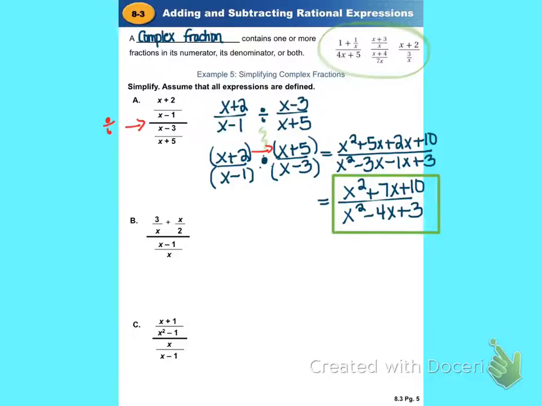So it looked a little scary, but it wasn't any harder than what we had already done. Now, of course, we couldn't leave it at that. We would have to step up the level of difficulty a little bit. So let's take a look at example B.